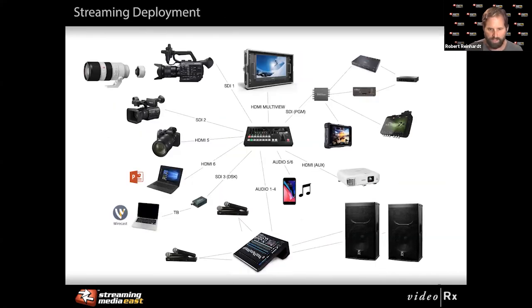So as you can see here, I've got the Roland V60 HD switcher. I've got the cameras coming into it as SDI or HDMI inputs. You've got an HDMI monitor in view. And let me zoom out again here so I can get the whole slide. And then you've got all your other inputs. You've got the PowerPoint deck.